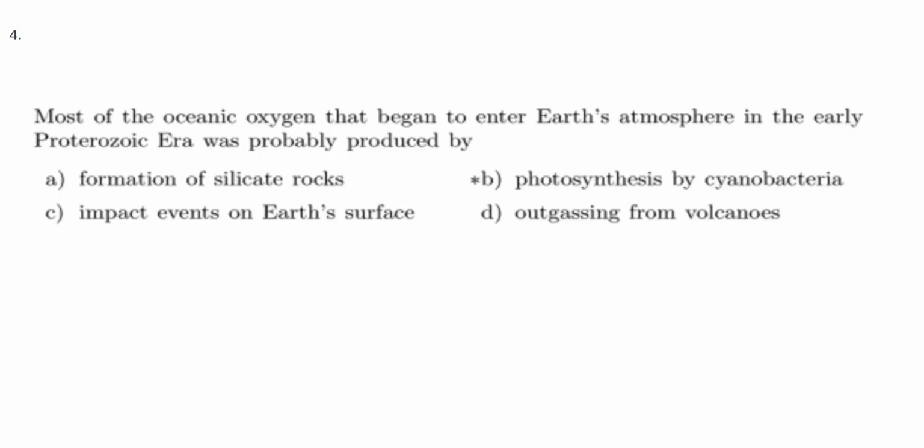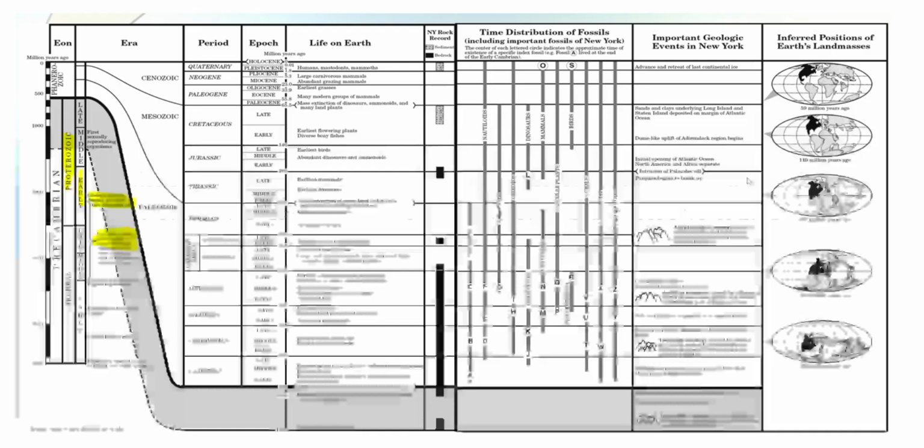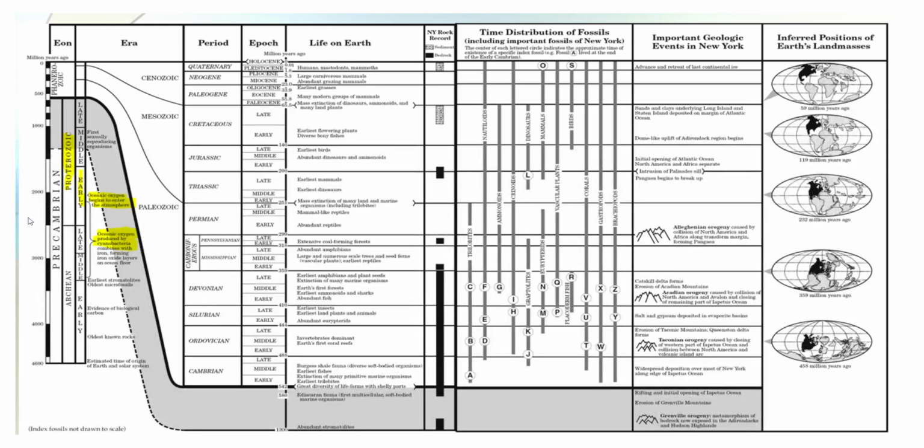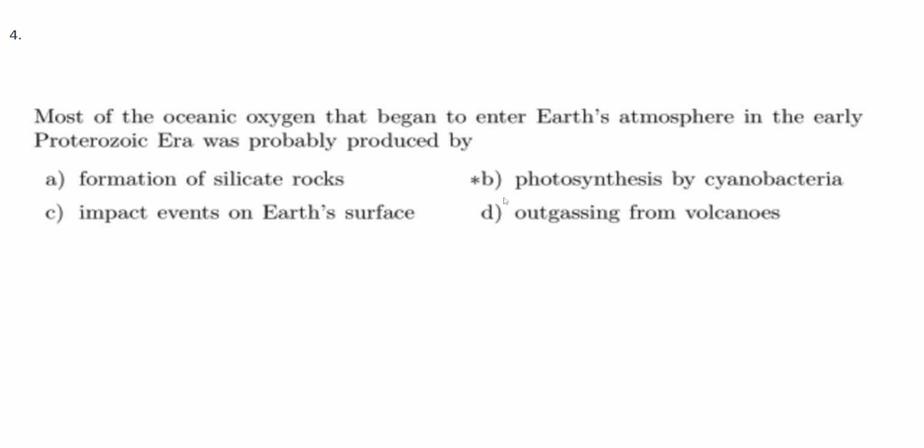So, number 4, most of the oceanic oxygen that began to enter Earth's atmosphere in the early Proterozoic era was probably produced by, the correct answer is B, photosynthesis by cyanobacteria. And you can find this answer in your reference table, page 8 and 9, right here. Here's the early Proterozoic. It says oceanic oxygen began to enter the atmosphere around this time. But to find out what caused the oceanic oxygen to enter the atmosphere, you just look back a bit over here, and it says oceanic oxygen produced by cyanobacteria. So that's why the correct answer is B.